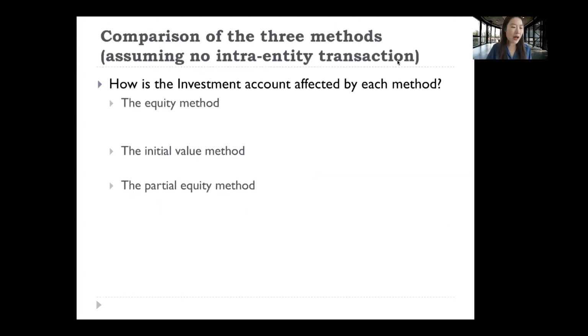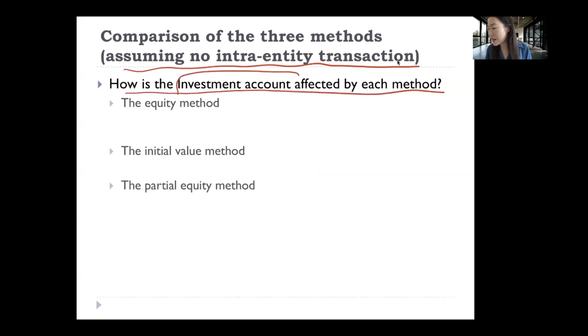So just to do a brief comparison of the three methods, assuming there's no intra-entity transaction, we're going to talk about the situation when there is intra-entity transaction later. But now let's just assume there's no intra-entity transaction. I want you to take 5 minutes, try to figure out how the investment account is affected by each of the methods. So what would be your investment account balance under the equity method, under the initial value method, and under the partial equity method? Please take 5 minutes, try to work it out on your own. Please pause your video for now.